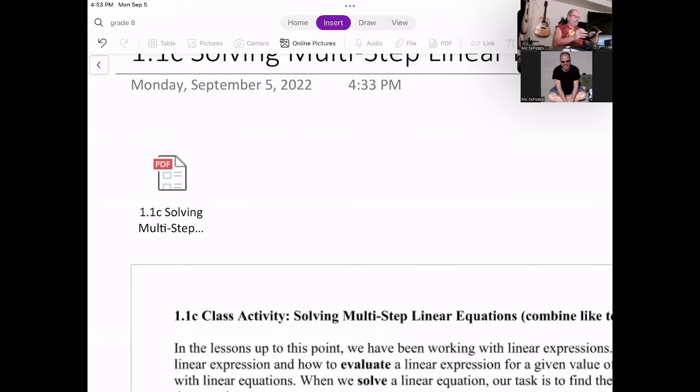Okay, so just a review of solving equations, 8th grade. It'll work if you're in ninth grade and you need some help. First thing we looked at was adding and combining like terms.